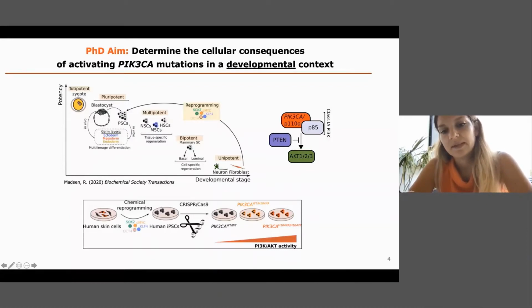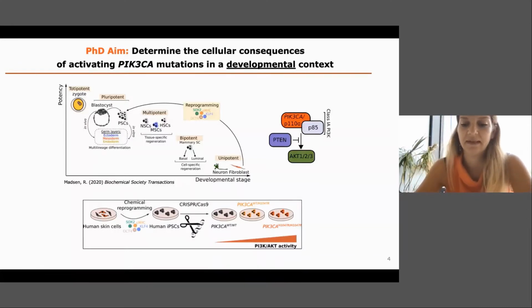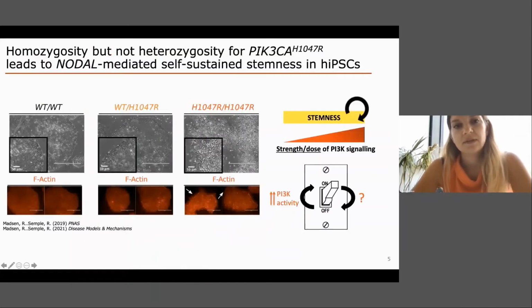Now, quite nicely, when you have heterozygous versus homozygous H1047R knock-ins, you manage to get a graded activation of the PI3 kinase pathway, which allowed us to study dose-dependent signaling effects in pluripotent stem cells. I won't go into the details of what we actually found out because I want to spend more time on the gene editing procedure, but just highlight how important it is to be aware of allele dose-dependent phenotypic effects of any mutation of interest, really.